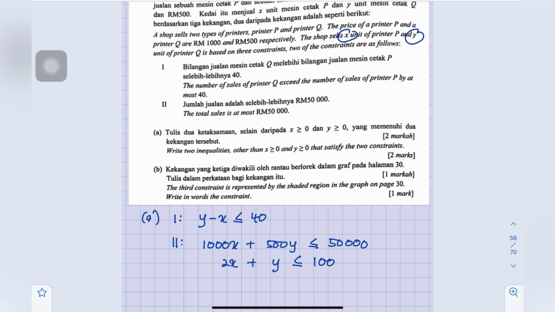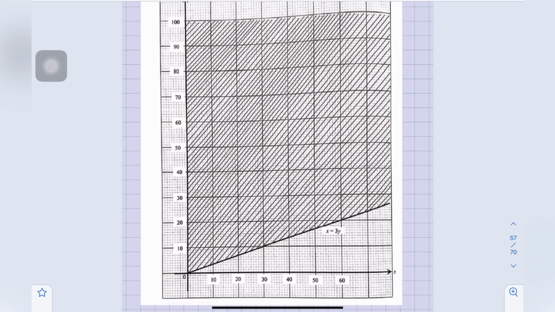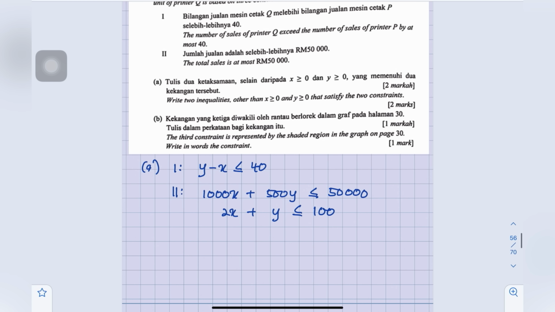B. The third constraint is represented by the shaded region in the graph on page 30. Write in words the constraint. Okay, refer to the shaded region here. We have the equation x equals 3y, or 3y equals x. Since the shaded region is at the top of the straight line, then 3y more than or equal to x. We have the equal sign because it is a solid line. So the inequality for B is 3y more than or equal to x, or y more than or equal to 1/3 x. So you have to write in words the constraint.